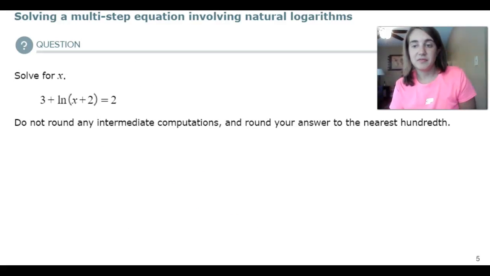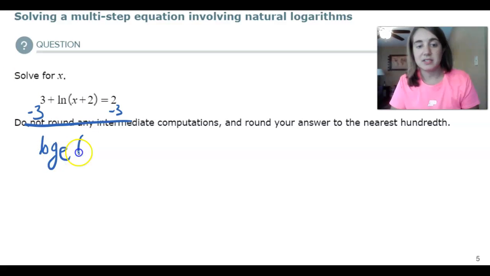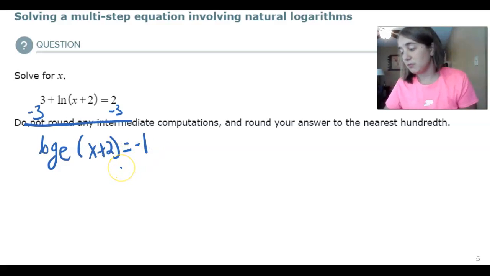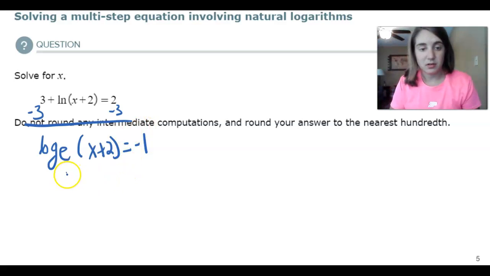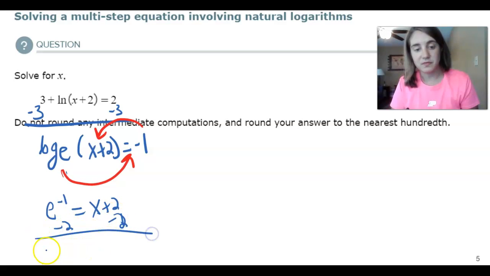Same idea, except now I have an ln, but I still want to get my log by itself. I'm going to just write it as log base e of x plus 2 equaling negative 1. Then I can convert. So you want to get your log by itself before you convert to exponential form. So e to the negative 1 equals x plus 2, minus 2, minus 2.